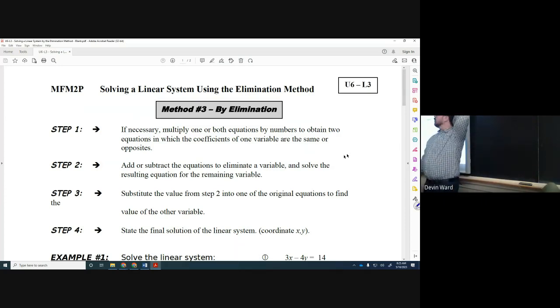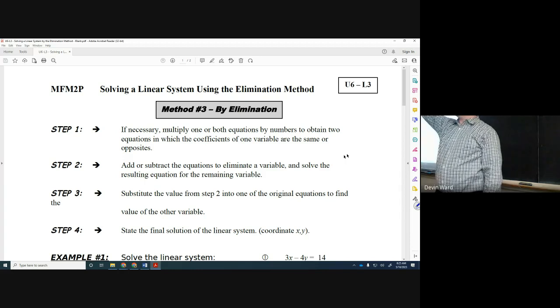So today we're going to do solving by elimination. Okay, guys.